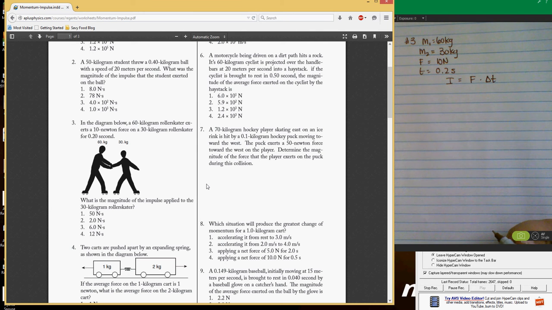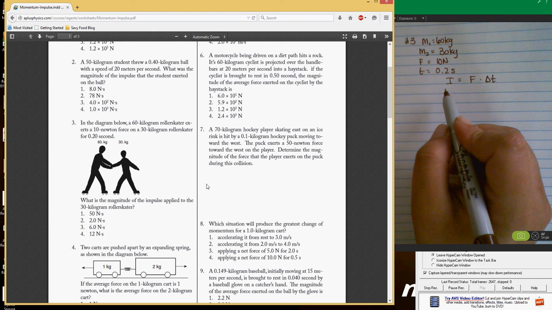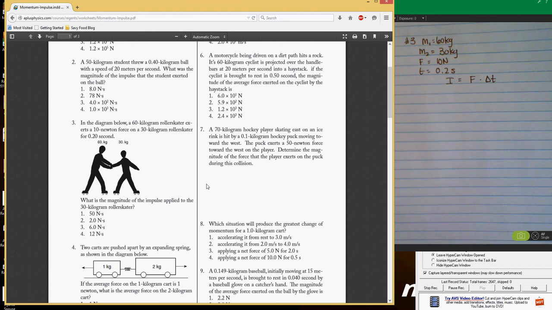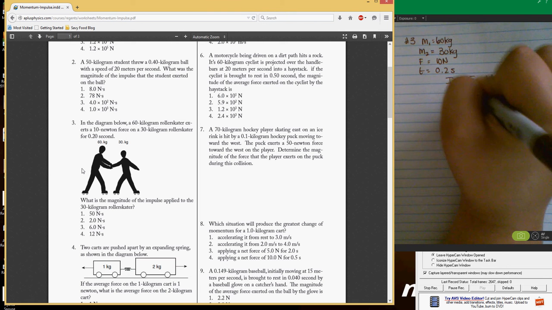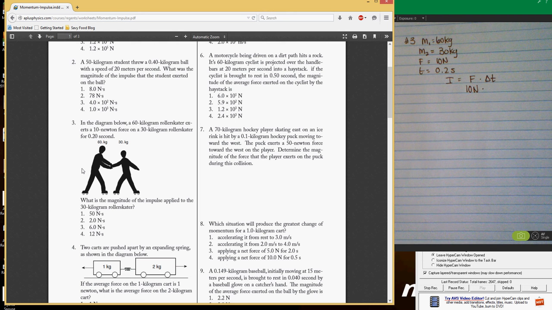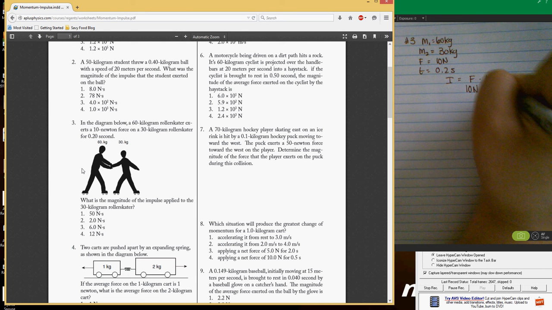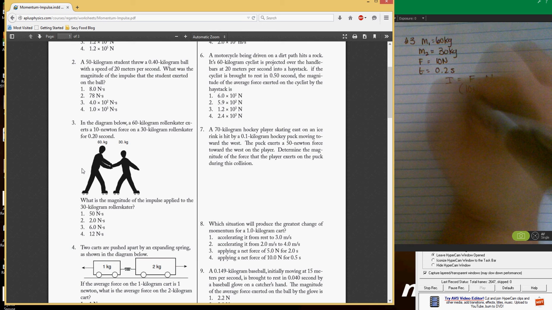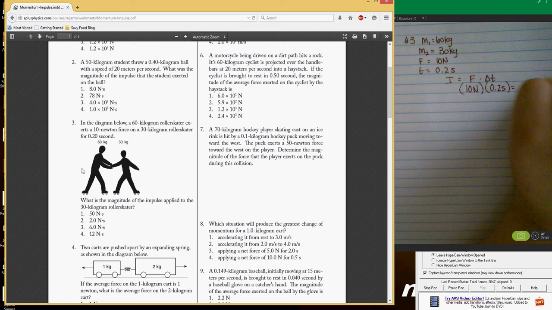So we're looking at what's being applied to the 30 kilogram person that's here. So impulse, though, is based on the two objects. So we're looking at the force that's being applied, which is given to us, which is 10 newtons. And because of Newton's third law, whatever is being applied in one direction is applied in the other direction. So that means this is 10 newtons, times the change in time that it occurred, which was just 0.2 seconds. So we're multiplying these two. That gives us impulse, which is 2 Newton seconds.